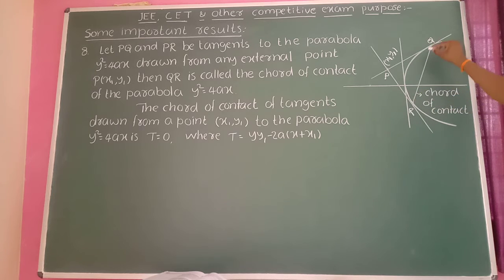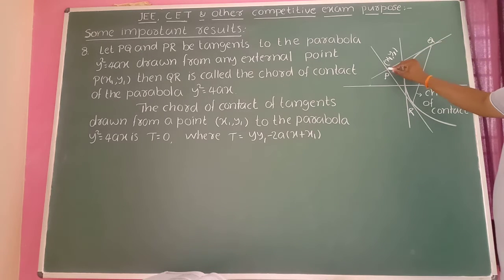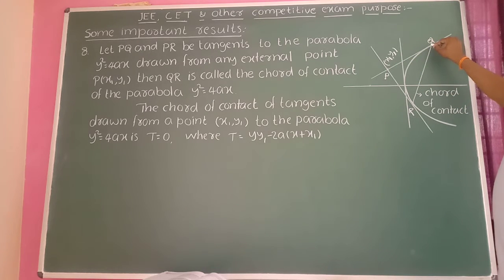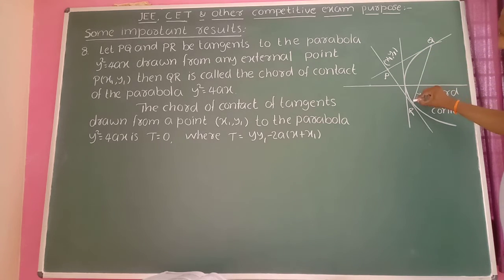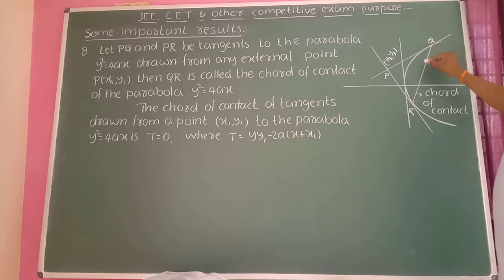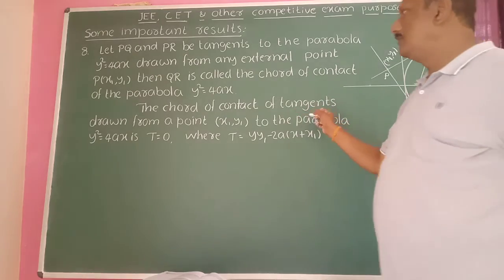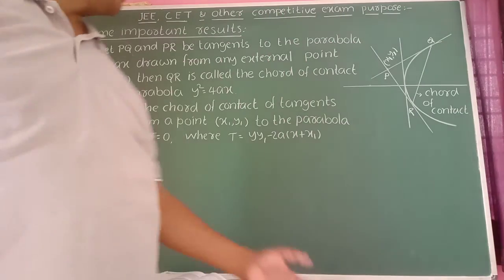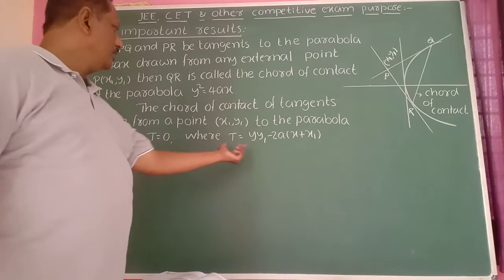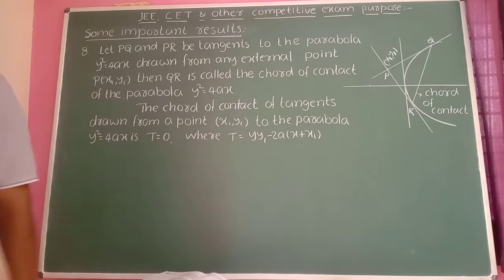So here Q and R are the points such that PQ is a tangent to the parabola at the point Q, and PR is a tangent to the same parabola at the point R. If we join points Q and R, then that line is called the chord of contact of the tangents. That equation is given by T = 0, where T is this.